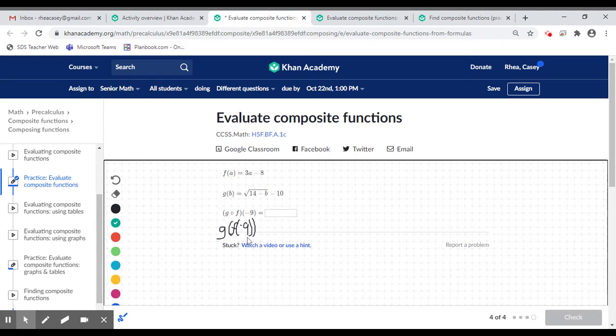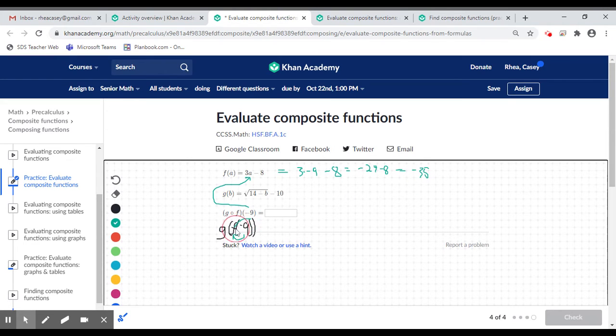What this means is we're going to take -9 and plug it in for f. So -9, plug it in wherever the variable is in f. We're going to get a result. So 3 times -9 minus 8, -27 minus 8, that's -35.